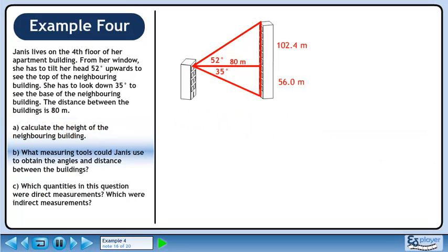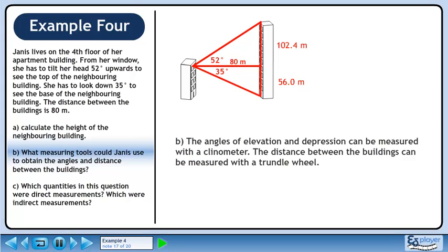Now we'll move on to Part B. What measuring tools could Janice use to obtain the angles and distance between the buildings? The angles of elevation and depression can be measured with a clinometer. The distance between the buildings can be measured with a trundle wheel.